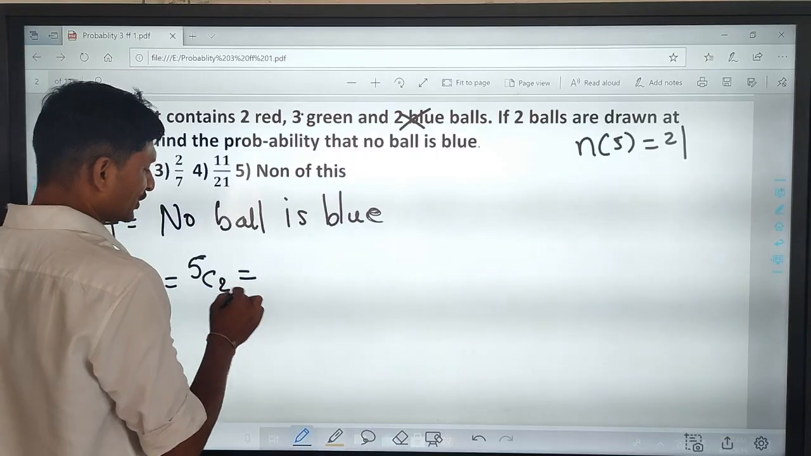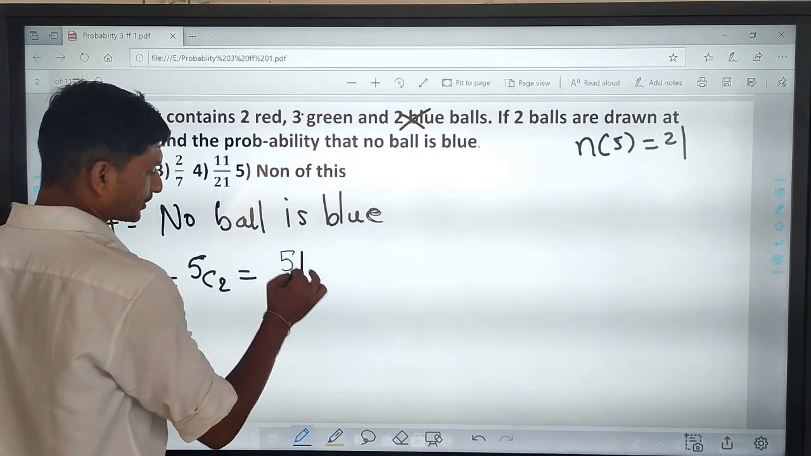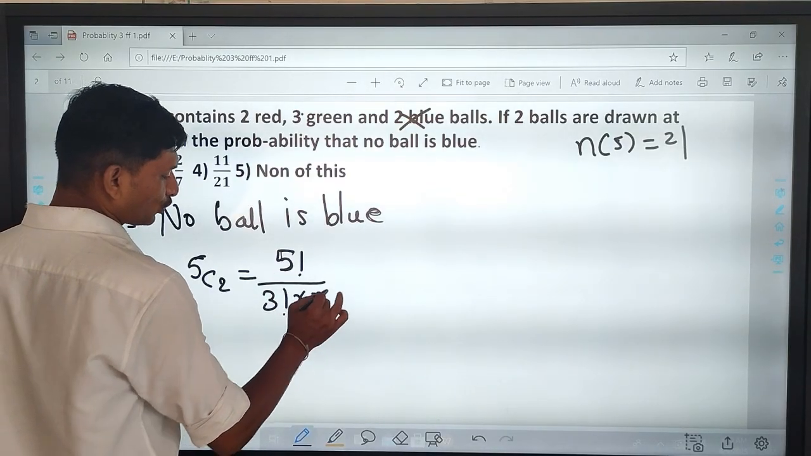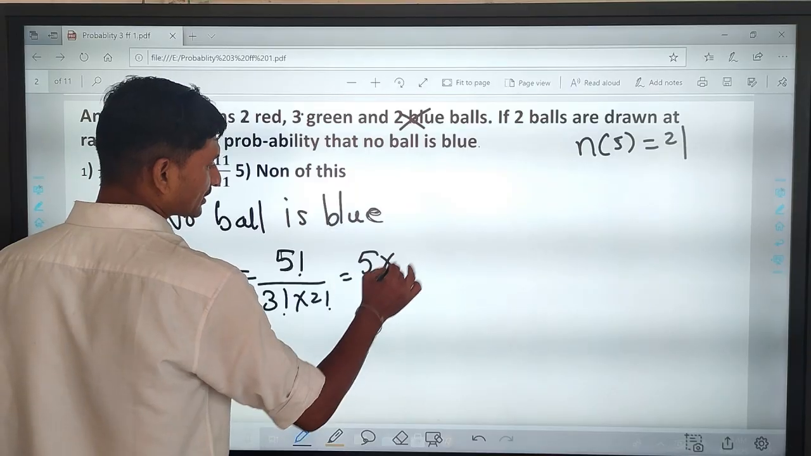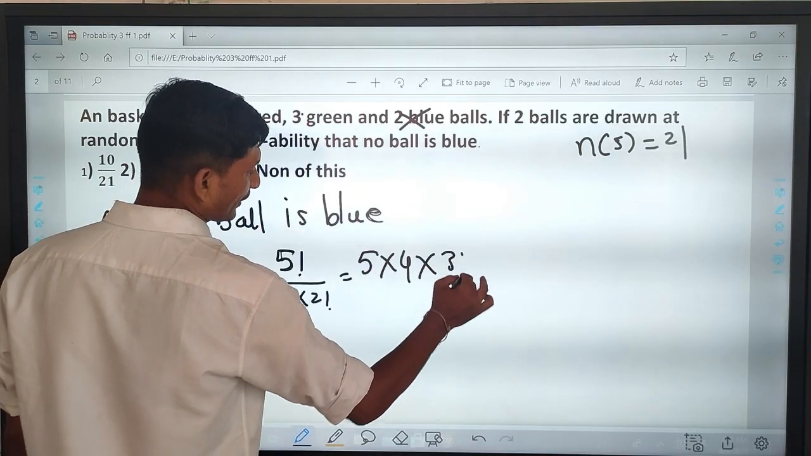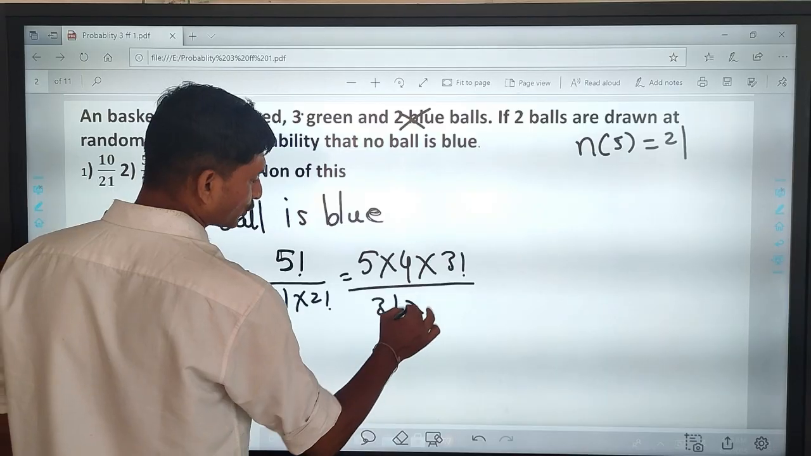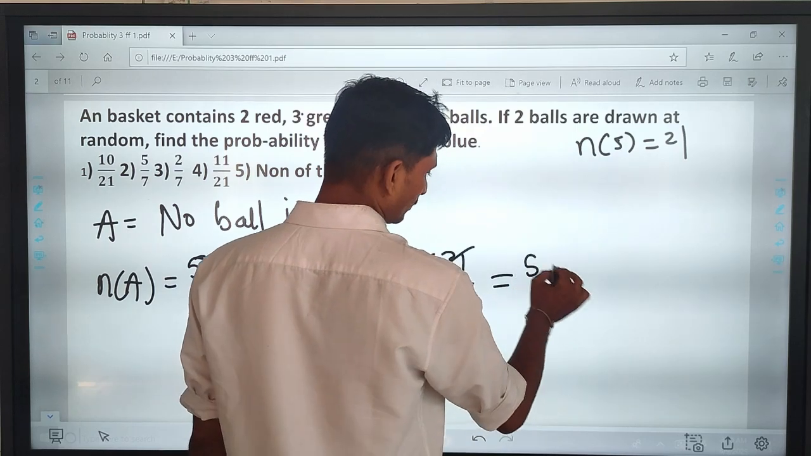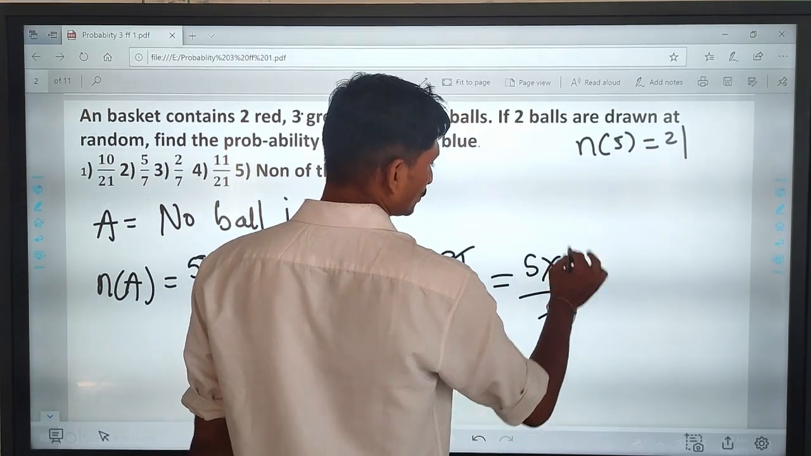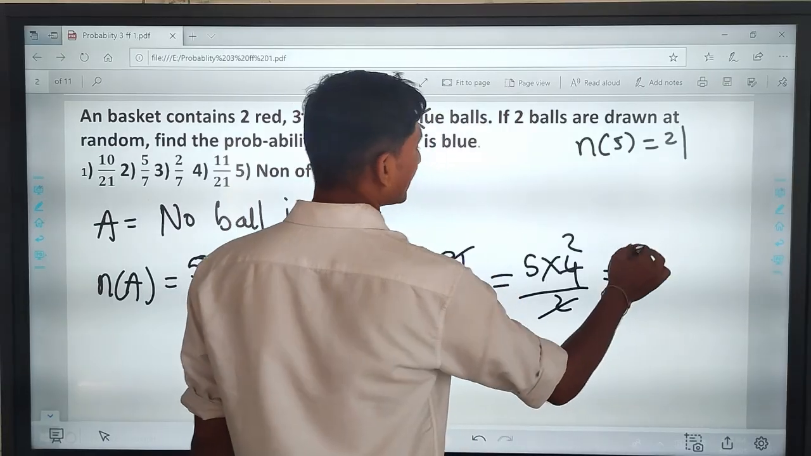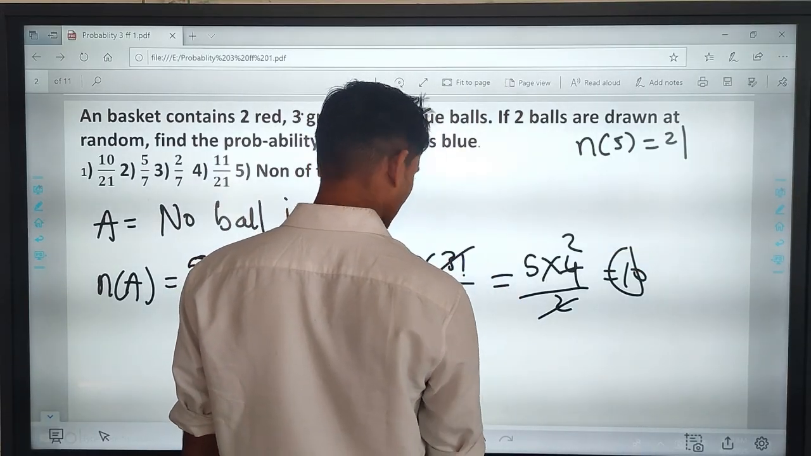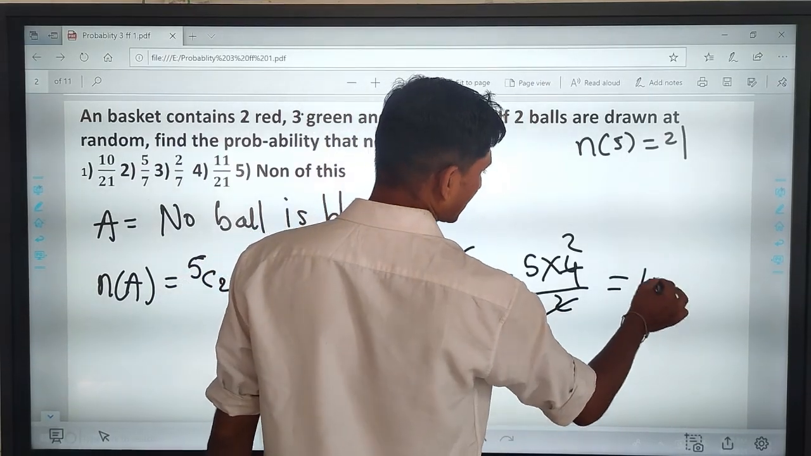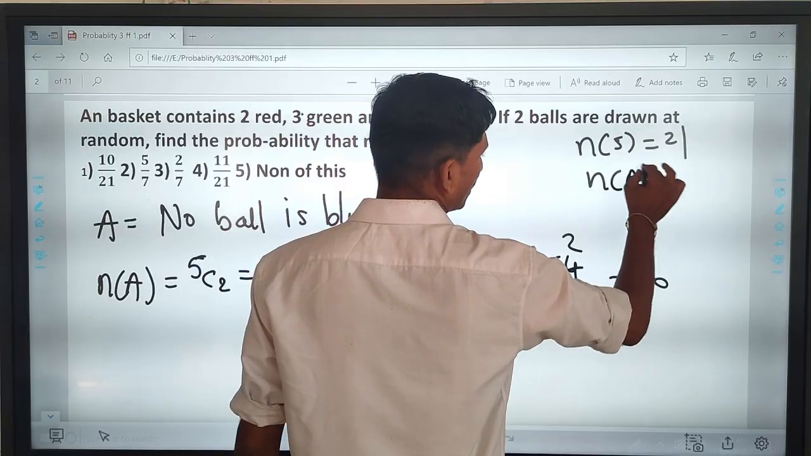Then 5C2 is equal to 5 factorial divided by (5 minus 2) factorial, 3 factorial into 2 factorial. Here we write 5 factorial as 5 into 4 into 3 factorial divided by 3 factorial into 2 into 1. 3 factorial gets cancelled. Then 5 into 4 divided by 2. 2 5s are 10. Then n of A is equal to 10.